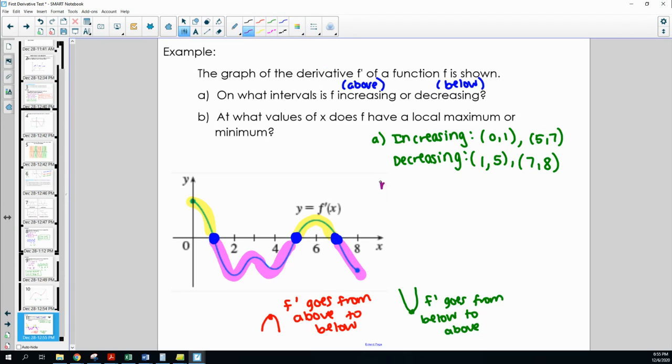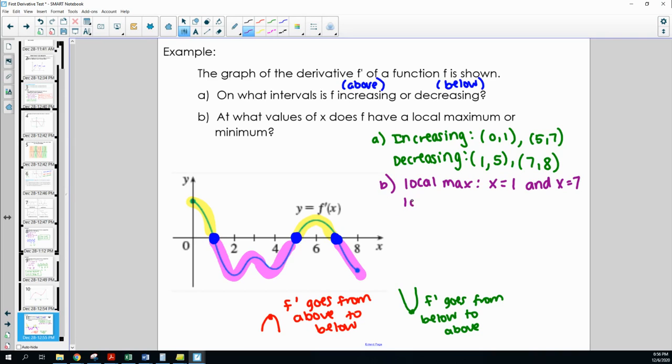So for part B here, I have a local max. And the local max happens at x equals, so wherever it's going from above to below. So it's going from above to below at 1. It's also going from above to below at 7. So x equals 1 and x equals 7. Because I can't figure out the y values of the original function, but I do know that the x values are going to be at 1 and at 7.